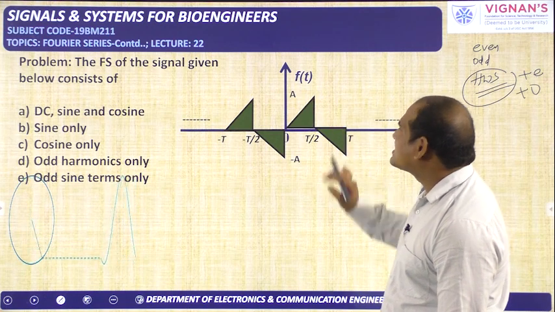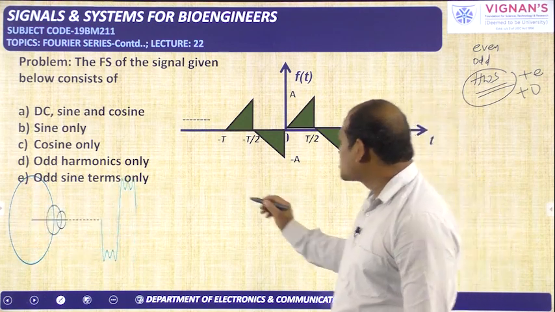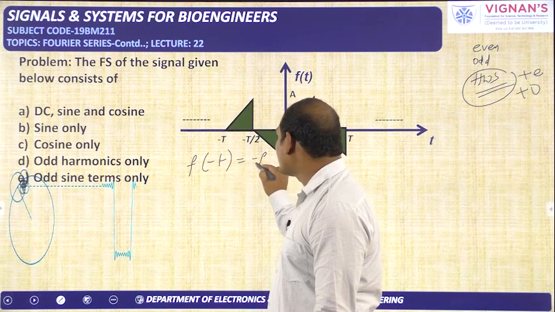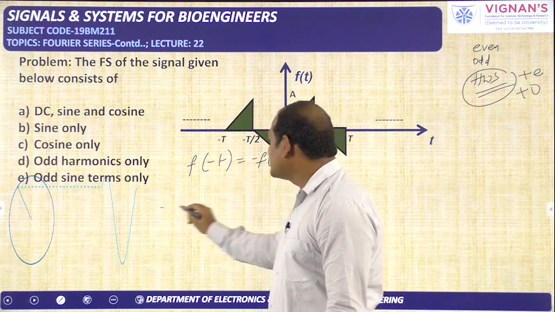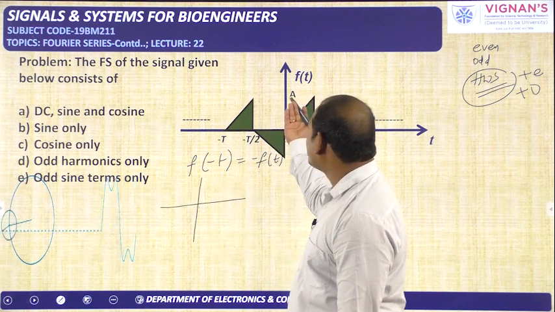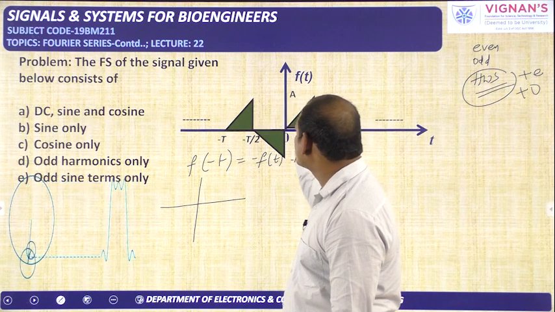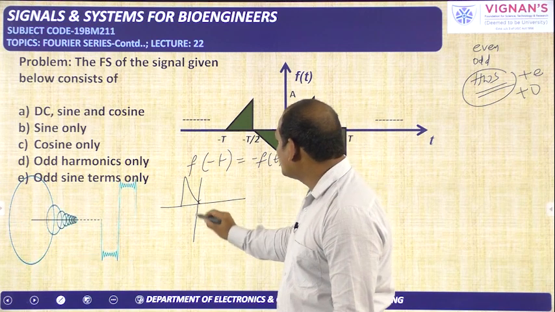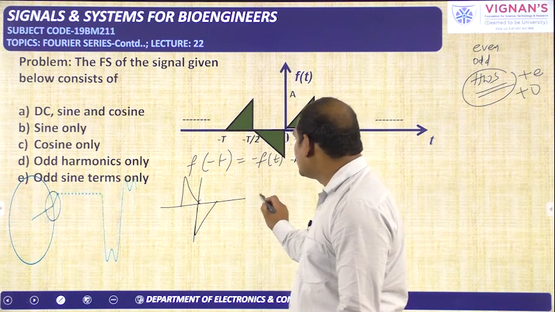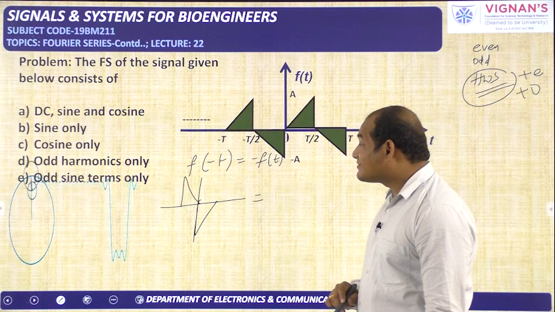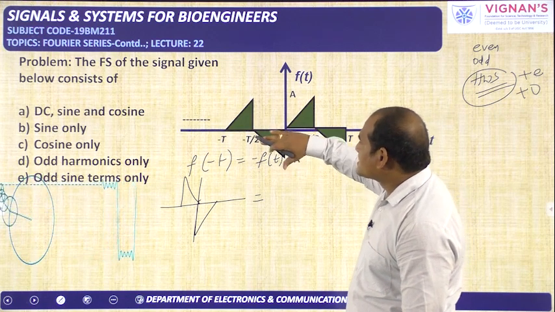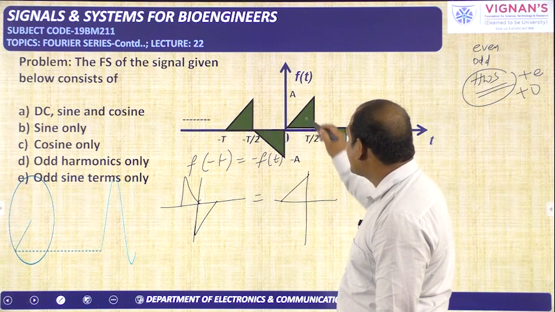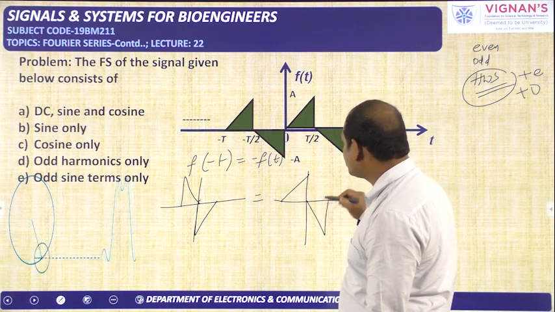Next, whether it is an odd signal or not, that we will check. So odd signal means what? f of minus t must be equal to minus f of t. f of minus t means time reversal. We have to rotate this one with respect to the y-axis. So this particular thing will be available like this, and this will be available like this, and it is equal to minus f of t. Minus f of t means amplitude reversal. With respect to the x-axis, we have to rotate. That means this one will go upside and this one will go downside.